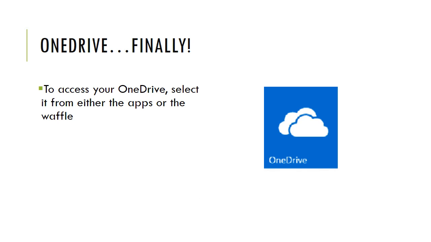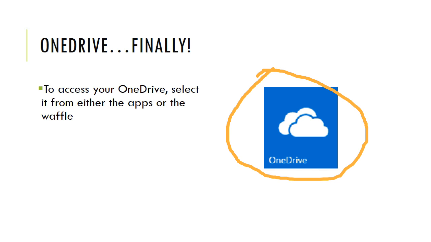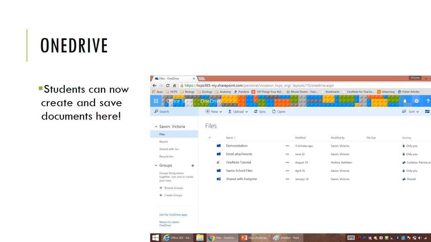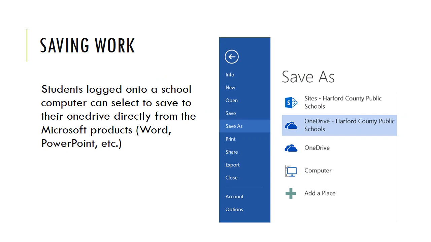In order to finally get onto the OneDrive, all they have to do is click on the OneDrive app link that looks just like this. Once students have clicked the link, they'll be taken into their OneDrive. As you can see, this is the OneDrive. This is my OneDrive. I have created some folders and I can save files here, and you can save it just like you would to the hard drive of your computer or anywhere else that you might want to save.